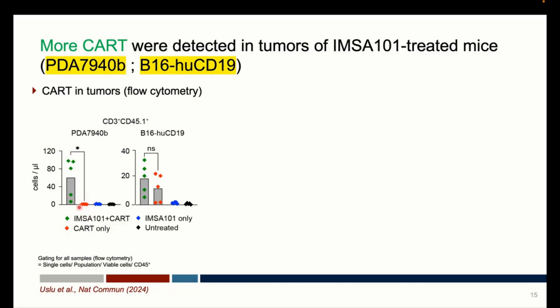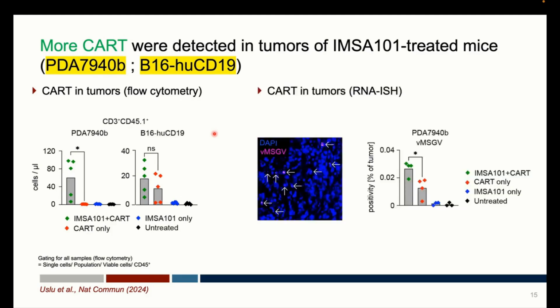when compared to the CAR T cell alone group, which is shown in red. We wanted to confirm our findings from the flow cytometry with a second method. So we performed the RNA in situ hybridization, the RNA-scope, in order to detect CAR transcripts in formalin-fixed paraffin-embedded tumor tissues. And you can see here in this representative image, in pink are the CAR transcripts, where you can see that there are CAR T cells in the tumor tissues.